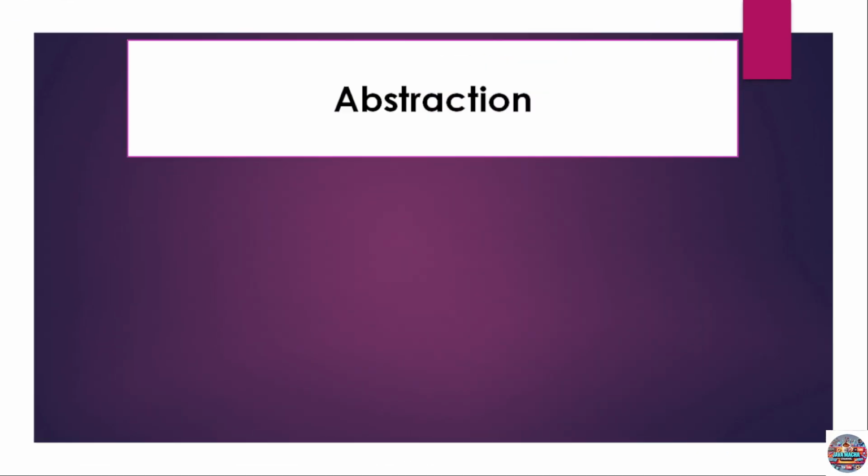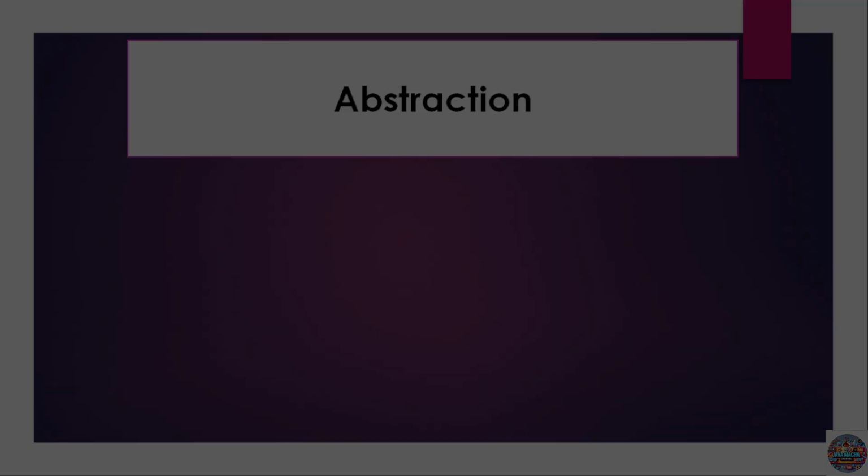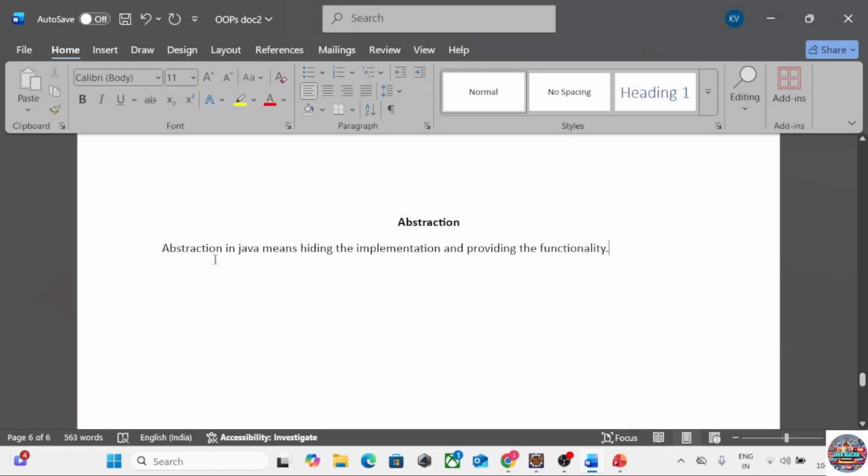Let us understand the concept of abstraction. Abstraction in Java means hiding the implementation details and showing only what is necessary to the user. So we hide the implementation and provide the functionality in a simple manner. Let me open the doc and write it. In Java, abstraction means hiding the implementation and providing the functionality. Whatever the implementation is, we hide it, and we just show the functionality.